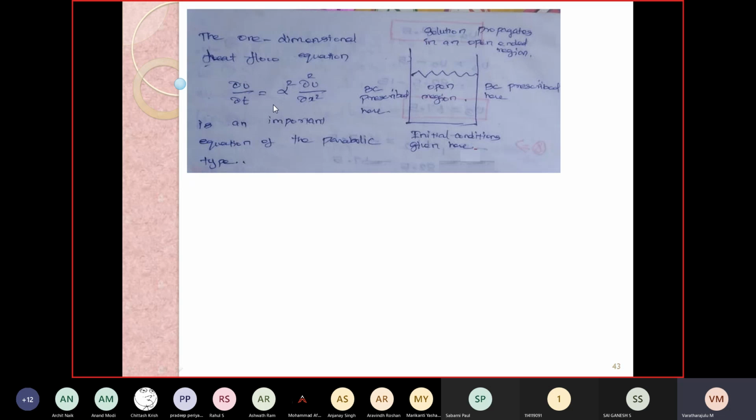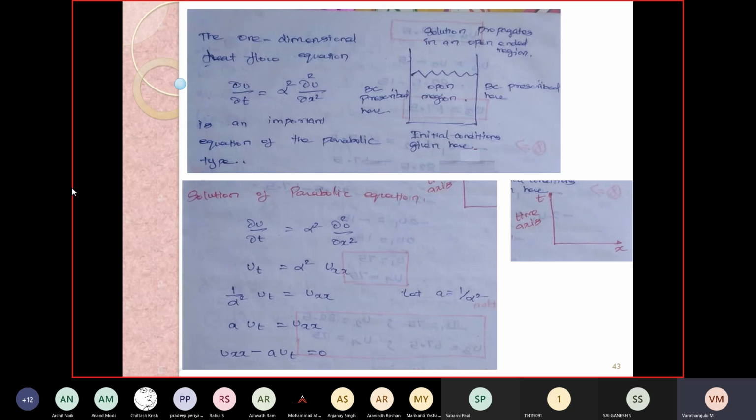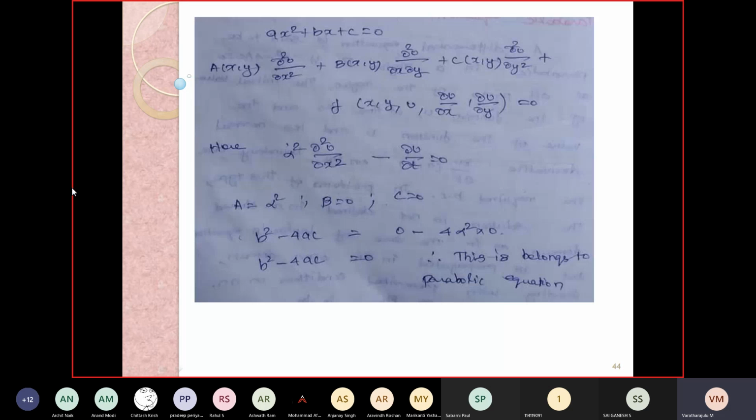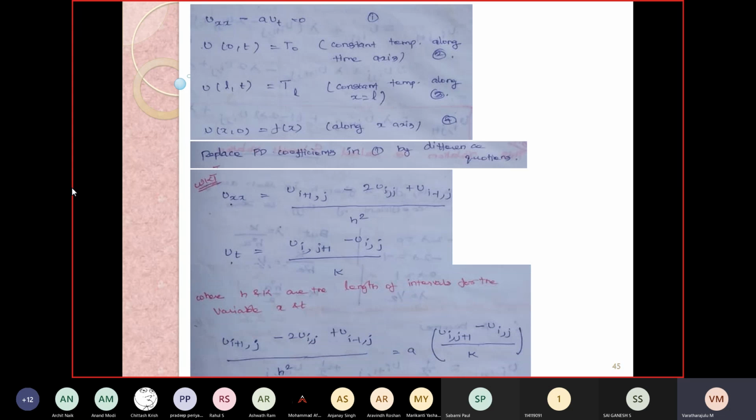∂u/∂t is equal to alpha square ∂²u/∂x², and this is the basic relation. Here the axes become x and t, so u_t is equal to alpha square u_xx, and 1 by alpha square can be written as a, therefore u_xx minus a u_t is equal to 0. By applying this, we confirm that this belongs to a parabolic equation. On the left-hand side, the axis is 0, and the boundary is t = t0. On the right-hand side we have the time axis, which may be taken as L, so the boundary is t, L, and the bottom horizontal axis is (x, 0), f(x).